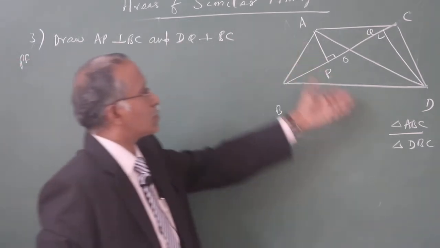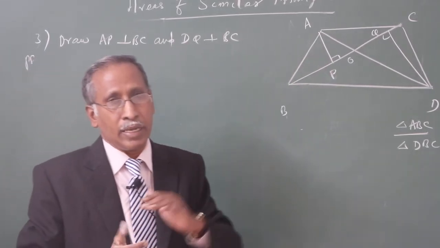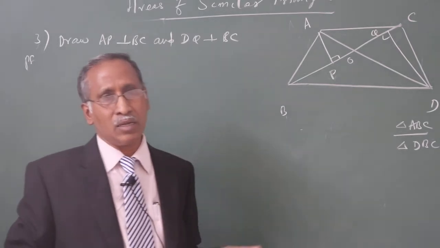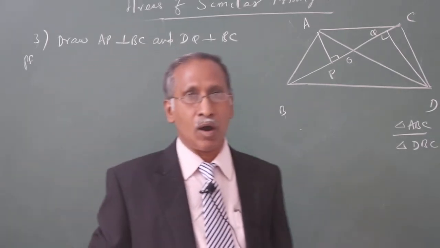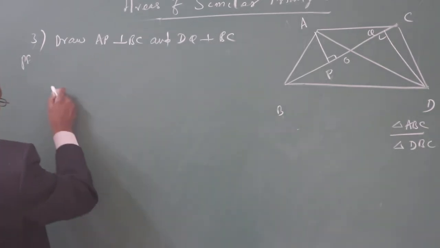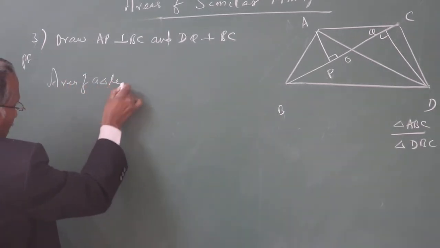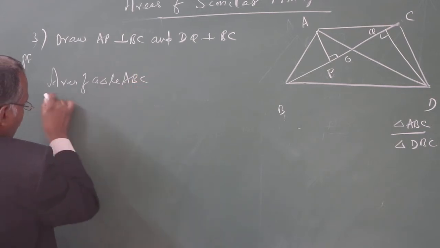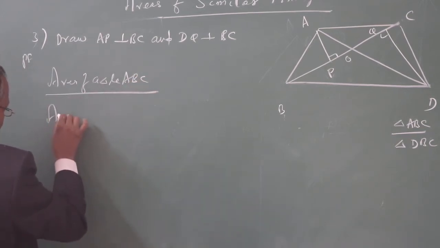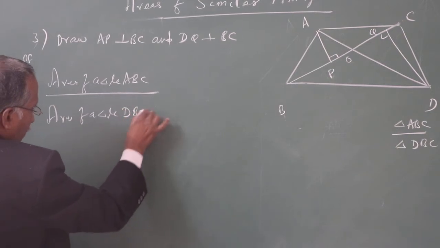So these two triangles are there, no doubt about it. What is the formula to find out the area of the triangle? In the previous session, we had discussed that area of the triangle equals half into base into height. Therefore, area of triangle ABC by area of triangle DBC.